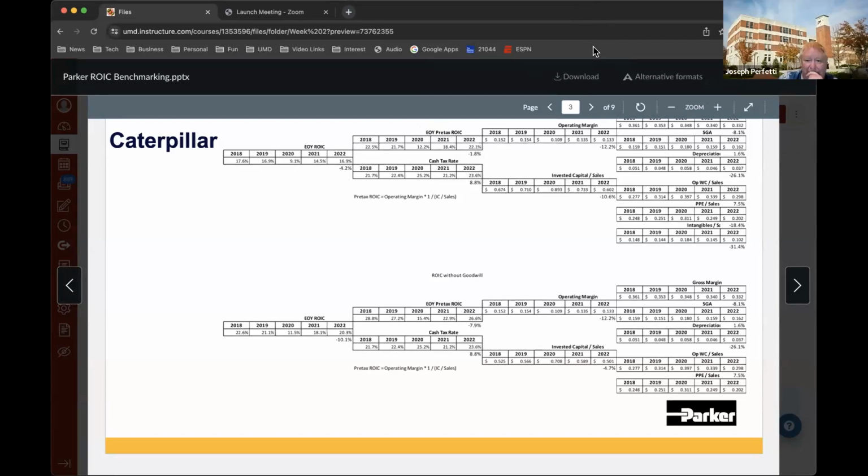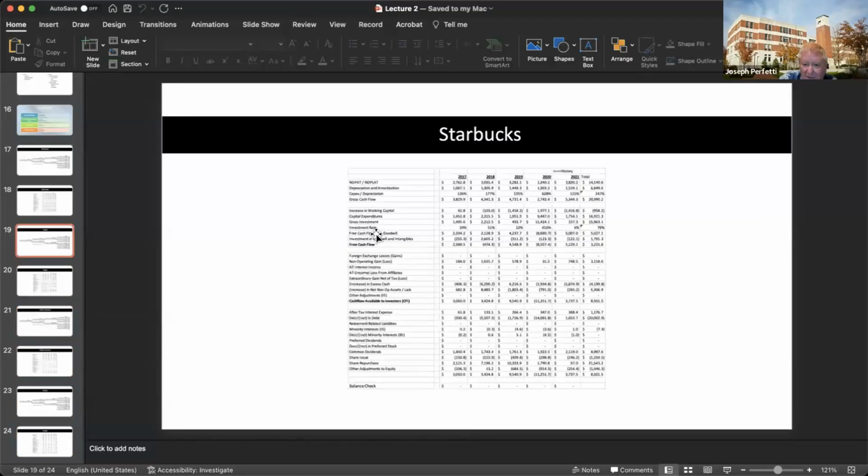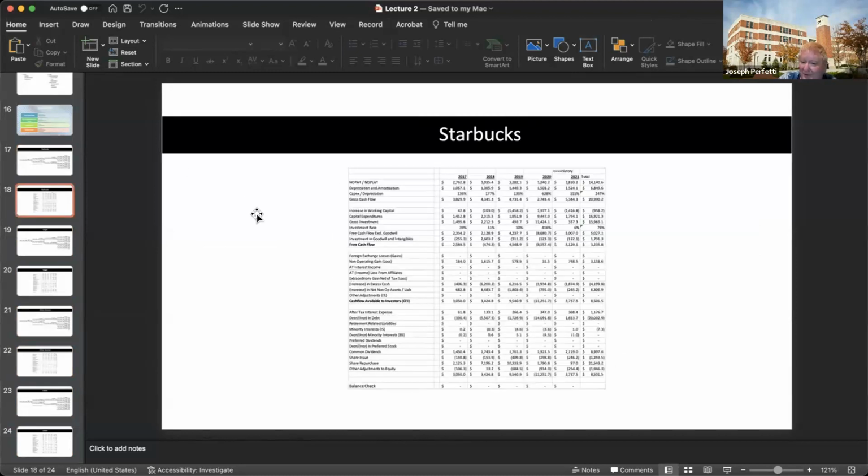All right. Back to our lecture note. In the lecture note, I'll go back to Starbucks. This was the Starbucks ROIC tree. We just went through ROIC trees. The other statement is the rearranged CFI. This is the rearranged cash flow in Modigliani-Miller format for Starbucks for the last 5 years.